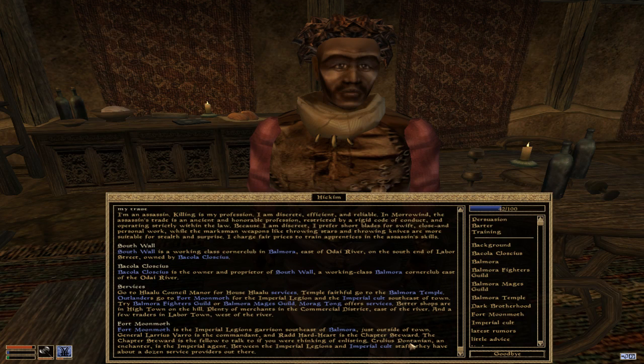Crulius Pontanian, an enchanter, is the Imperial agent. Between the Imperial legions and Imperial cult staff, they have about a dozen service providers out there.